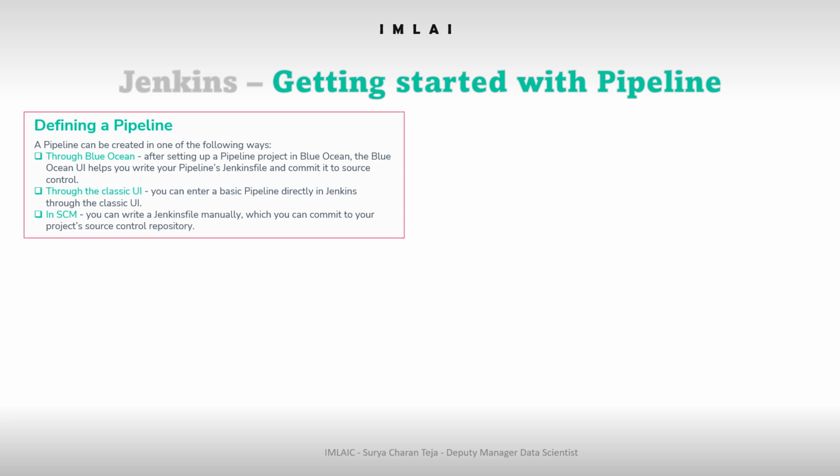A pipeline can be created in one of the following ways. It begins with Blue Ocean. After setting up a pipeline project in Blue Ocean, the Blue Ocean UI, the user interface, helps you write your pipeline's Jenkinsfile and commit it to source control. You can also use the classic UI: you can enter a basic pipeline directly in Jenkins through the classic user interface. And finally, SCM: you can write a Jenkinsfile manually, which you can commit to your project source control repository.